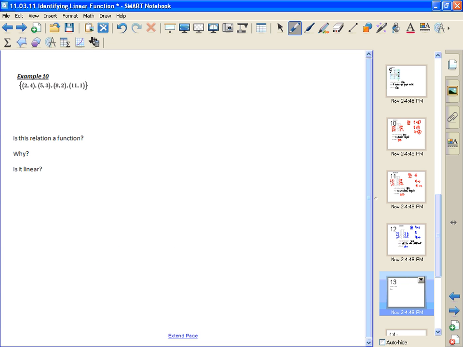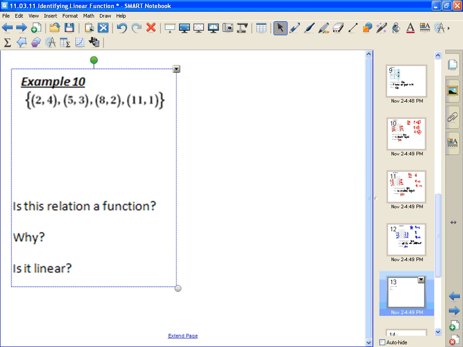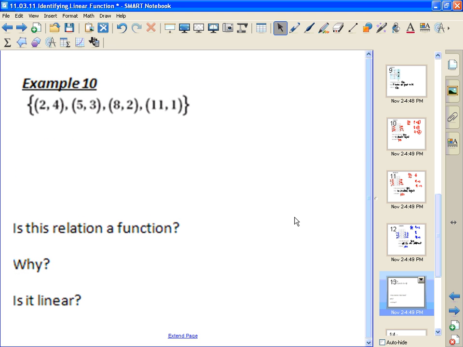Okay, so this one is basically the same thing, except for now we have a list of ordered pairs instead of a table of ordered pairs. So I'm just going to take the ordered pairs that I have here and put them into a table. So my x values go in that column, my y values are going in that column. So I have 2, 4, 5, 3, 8, 2, and 11, 1.